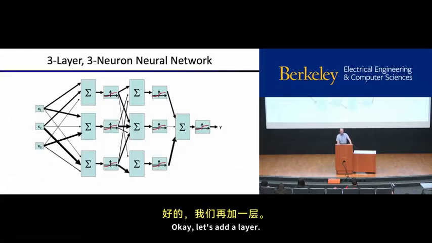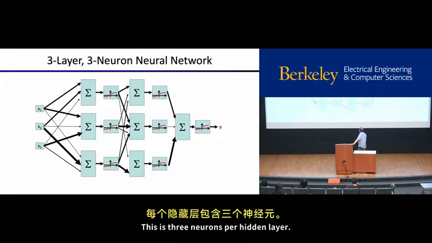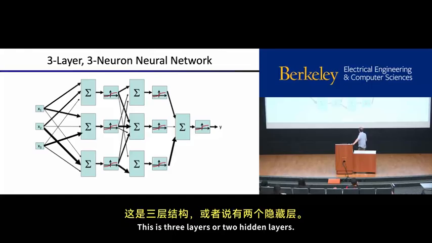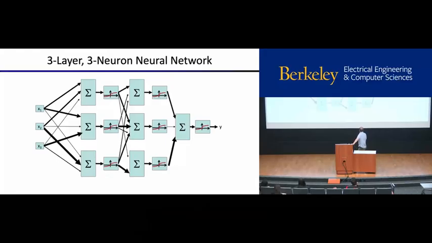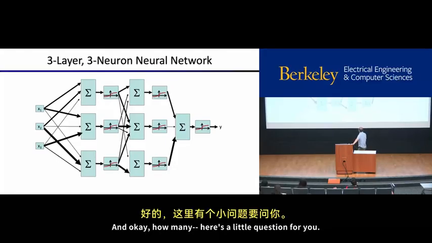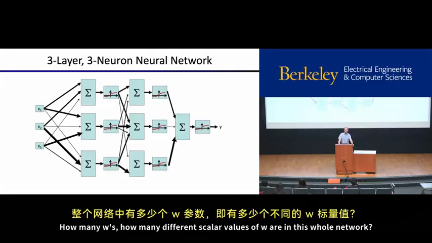Okay. Let's add a layer. So this was your question recently. Can we add layers? Yes, we can. This is 3 neurons per hidden layer. This is 3 layers of weights, 2 hidden layers. And okay, here's a little question for you. How many parameters are in this? How many different scalar values of W are in this whole network?